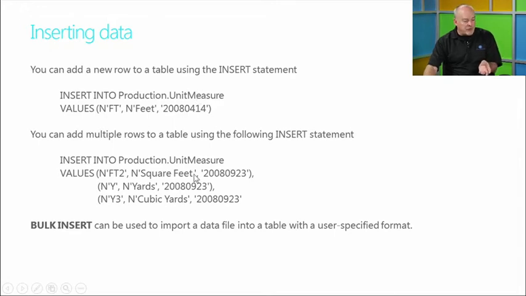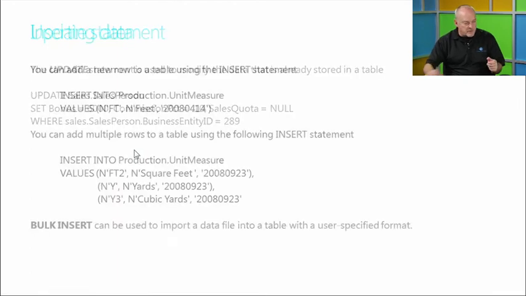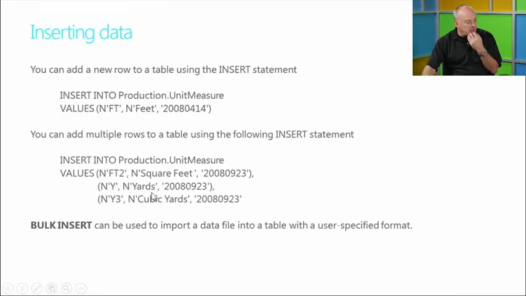Now, if I want to add 3 rows, I could do something similar: insert into production.unitmeasure. Here's the first one. And here's another one, so I'm adding square feet. I'm going to add yards, and I'm going to add cubic yards. My script is slightly different, so when I show you that, it's going to be slightly different. I changed it because I wanted to show you something.